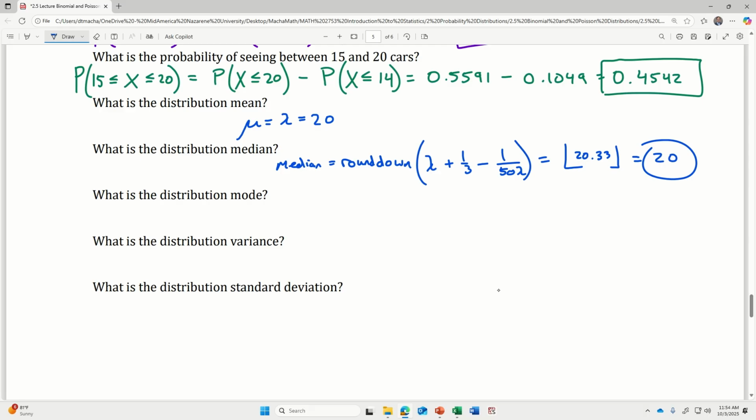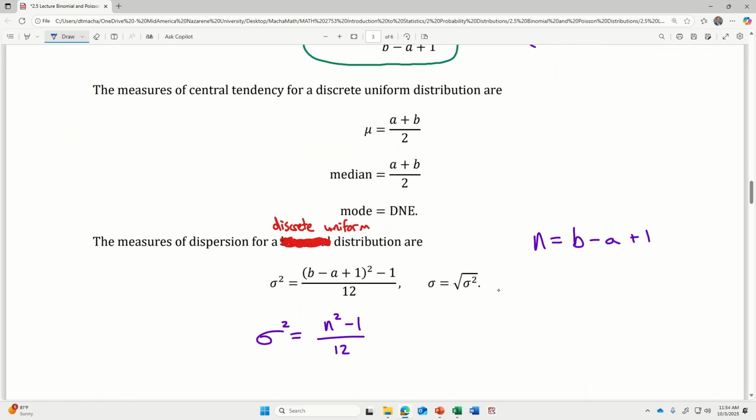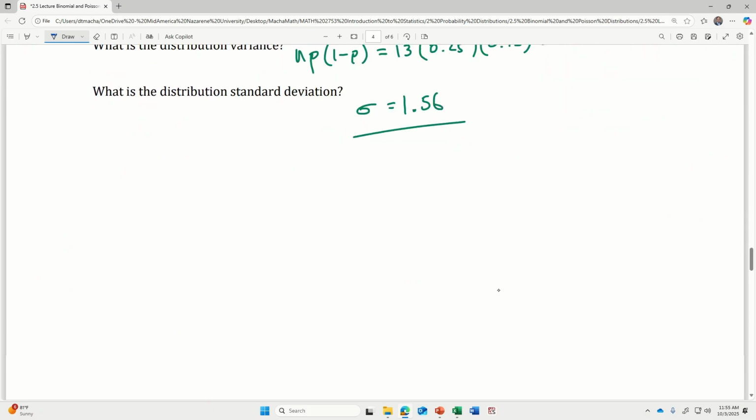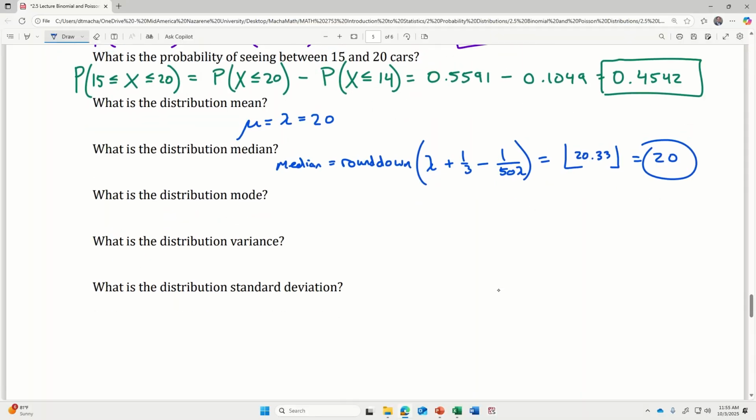What is the distribution mode? Let's go and check. What is the formula we'll have written down for the Poisson distribution? It's you take lambda and you round it down. Well, our lambda was already a whole number, so there's no rounding we have to do. The mode would be 20, rounded down to 20. The variance was also just lambda, and the standard deviation is then going to be the square root of the variance, and the square root of 20 is 4.47.